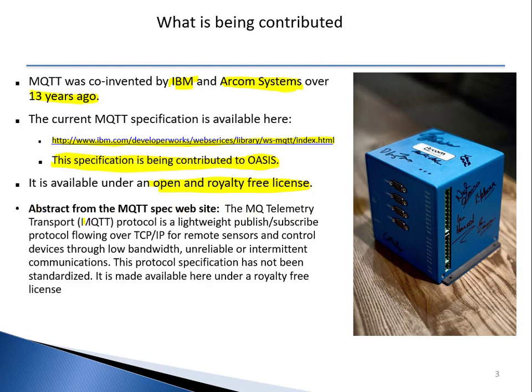The MQ Telemetry Transport protocol. So MQ Telemetry Transport protocol is the full name of MQTT. It is a lightweight publish and subscribe protocol. Why is it lightweight? We can have the HTTP protocol, but HTTP requires 512 bytes of packet size during transmission. But the MQTT size is half that of the HTTP protocol. So that's why it is half the size and it is a lightweight protocol.